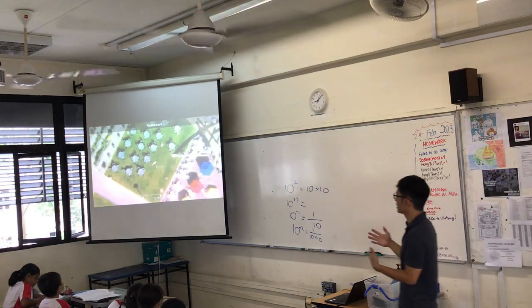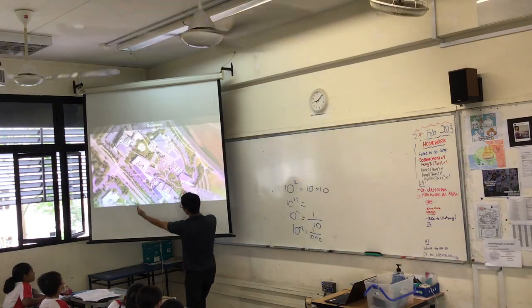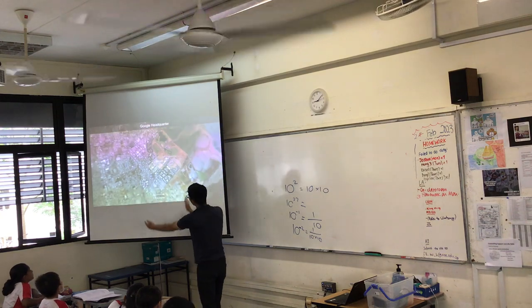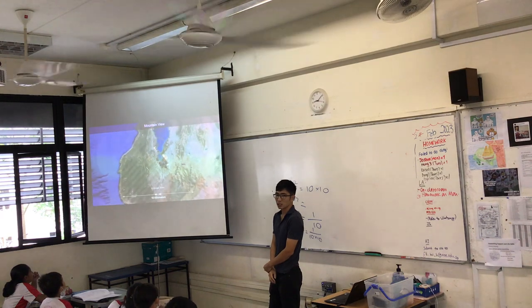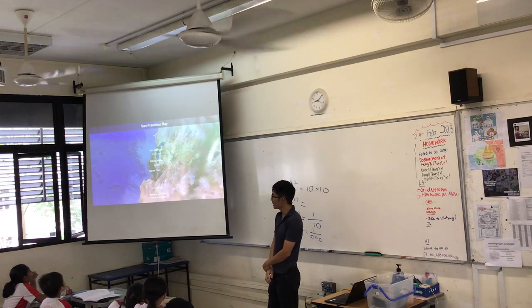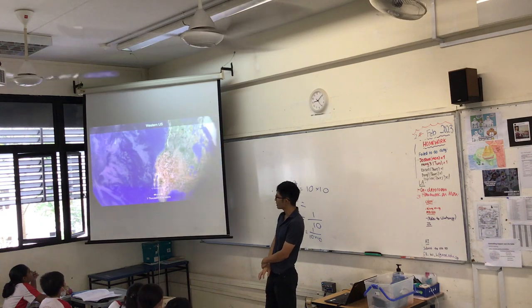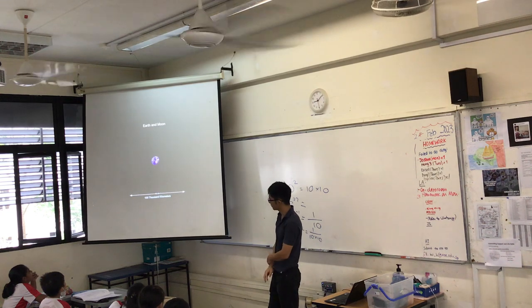Okay, that lady is around 1 meter. That is around 100 meters. This is about 1 km. Because it gives you an idea of the scale. When we say 100,000 kilometers, we say 10,000 kilometers around the Earth.